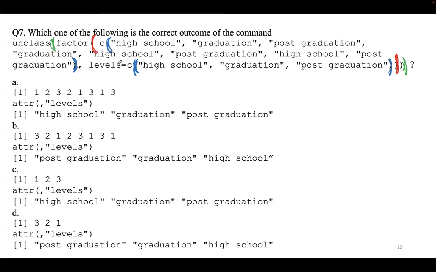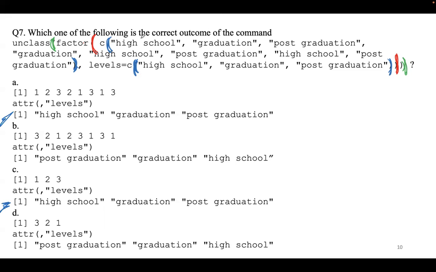Now basically, within the factor function, you are specifying this vector: high school, graduation, post-graduation, and so on. And you're specifying the levels as high school, graduation, post-graduation. So that's easy. Now you're doing an unclass on that. If you remember what unclass did, definitely the last line, you can eliminate options here. The last line is definitely going to be this thing. So it's either this or this, right? High school, graduation, post-graduation. And then you're doing an unclass.